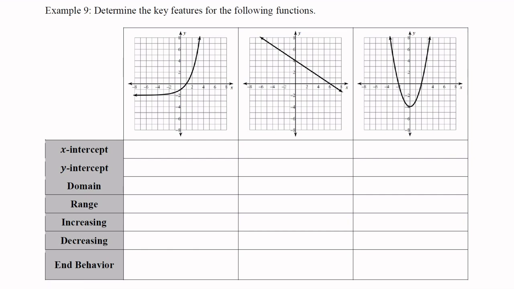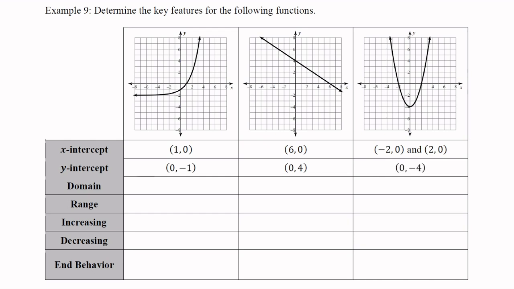So the x-intercept for the exponential function in the first column, we have (1, 0). For the linear function in the second column, we have (6, 0). And we have two of them for the parabola since we cross the x-axis twice, (-2, 0) and (2, 0). The y-intercept for the first one is (0, -1). For the linear function, we have (0, 4). And for the parabola, we have (0, -4).